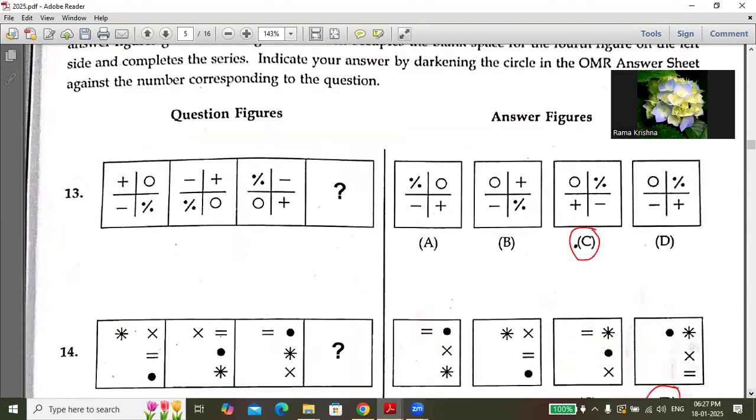This is a series. It is very simple. Every picture is jumping one step ahead in the clockwise direction. So plus here is coming here, minus here is coming here. In the clockwise direction, they are rotating one step ahead. When you rotate it, this division has to be here, so our answer is C or D, and this circle has to be here. So now the answer is C and D. The plus has to be here, so now the answer is here. The other is wrong, so C is the correct answer.